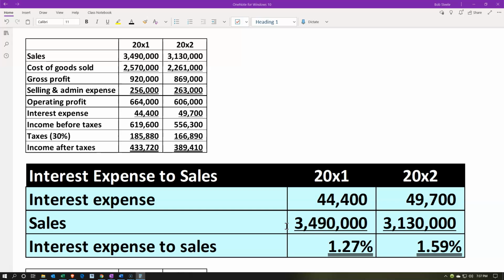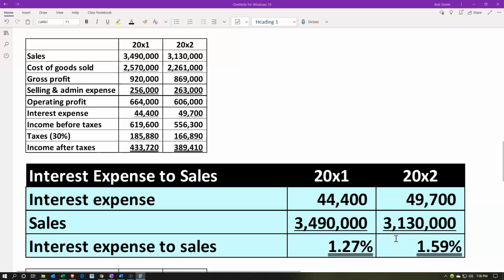So given that nature, as more of a fixed type cost, you would think it would be doing a similar type of thing as the selling and admin, meaning that if sales go down, you would think that the interest related to the sales would basically go up, as it would be more of a fixed cost. And then if sales increase, you would think that the interest expense would stay somewhat constant because it's not tied to the sales. Therefore, the interest compared to the sales ratio would go down.